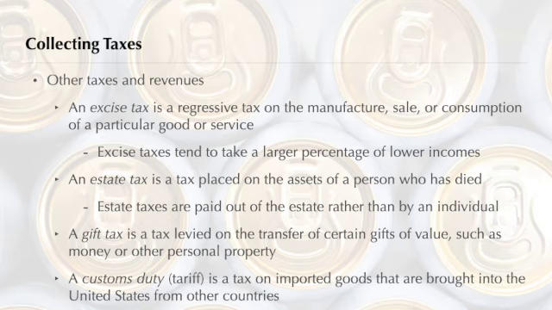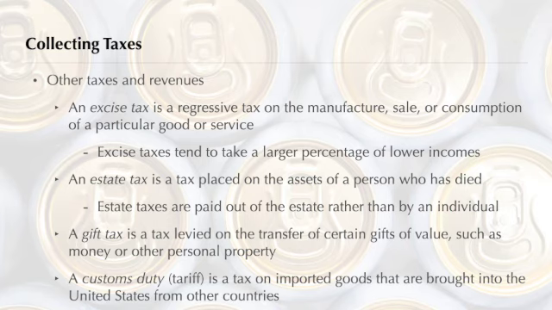An excise tax is a tax on the manufacture, sale, or consumption of a particular good or service. The federal government places excise taxes on products such as gasoline, tobacco, firearms, alcohol, telephone services, and tires, as well as various forms of gambling. Excise taxes are regressive taxes because they tend to take a larger percentage of income from members of low-income groups than from members of high-income groups.